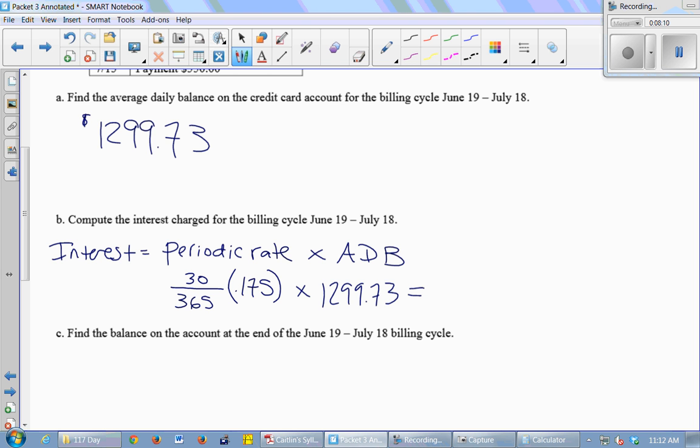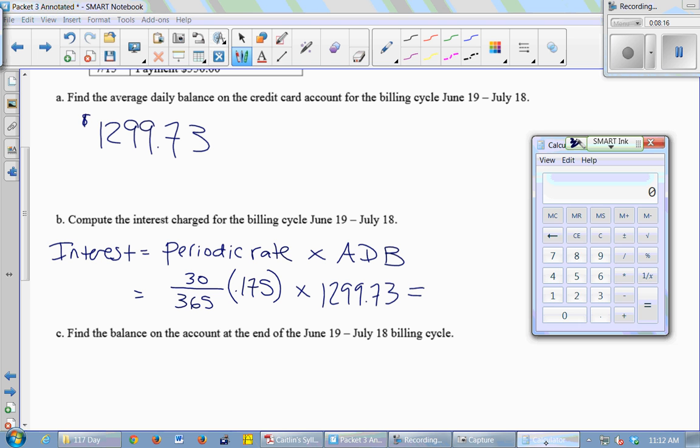$1,299.73. So now I need a calculator. So 30 over 365 times 0.175 times my average daily balance, $1,299.73. So I get $18.69. That's called your finance charge or your interest charge.